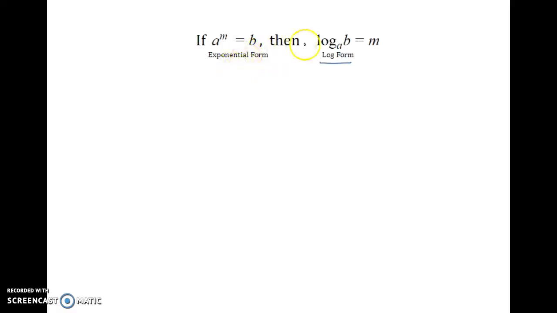We're about to start a whole chapter on logs, and logs is one of these things that tends to confuse people, but what you really want to keep in mind is that logs and exponents are intimately related, like they undo each other. And the whole key is understanding this stuff really well. Exponential form is something you get.